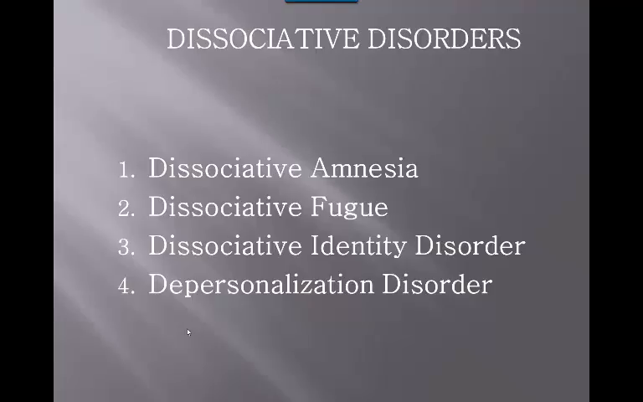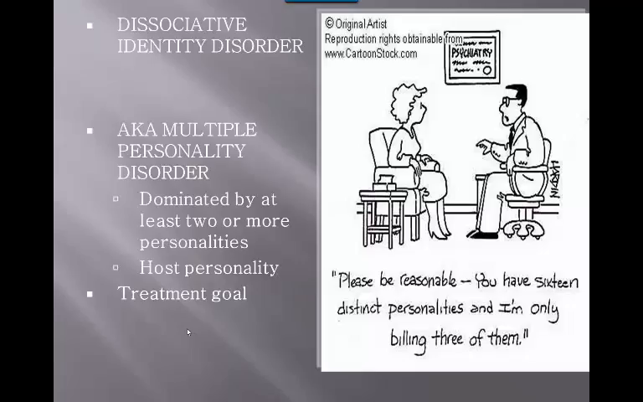So on the next slide we'll talk a little bit about dissociative identity disorder. This is your classic multiple personality disorder dominated by at least two or more personalities. The single individual evidences two or more distinct personalities, at least two personalities that routinely take control of behavior, and is associated with memory loss. The origin of disorder is severe sadistic, often sexual child abuse.